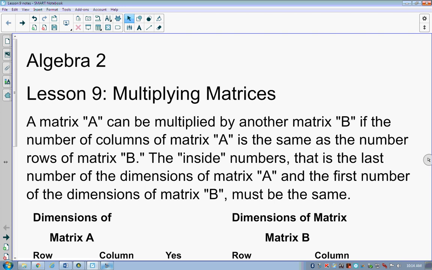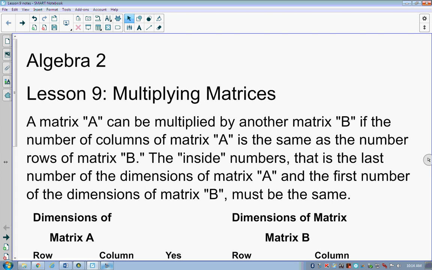Algebra 2, Lesson 9, we're going to talk about multiplying matrices. We've talked about adding and subtracting matrices, right? What a matrix is, it's just a different way of showing data. We usually show it with dimensions, which give me rows by columns and that type of thing. So today we're going to talk about multiplying sets of data, or multiplying matrices.